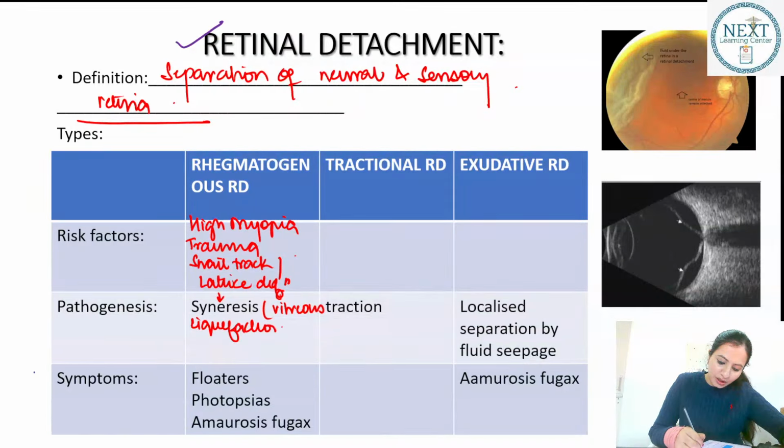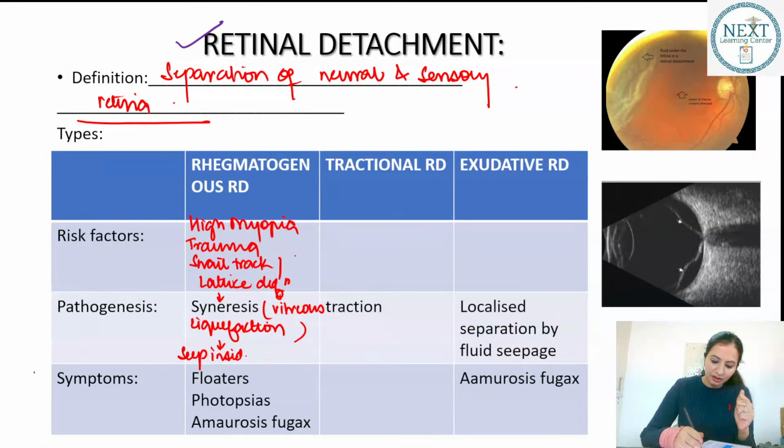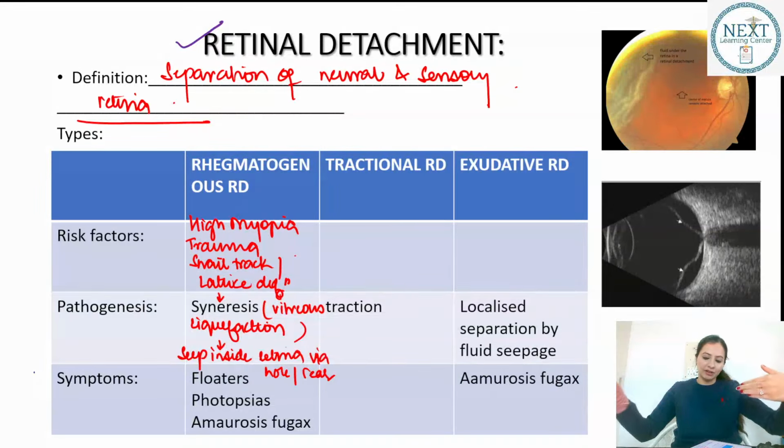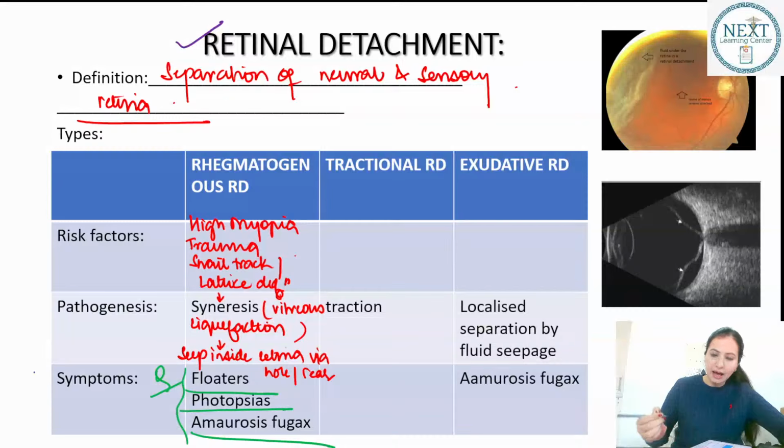What will it lead to? Suppose a patient is predisposed to any of these risk factors which is associated with liquefaction of vitreous. What will happen? This liquid vitreous will seep inside the retina via the hole or the tear. And what will happen once the liquid seeps inside the retina? It will lead to separation. Symptoms very important: PYQ, floaters, photopsias and amaurosis fugax.